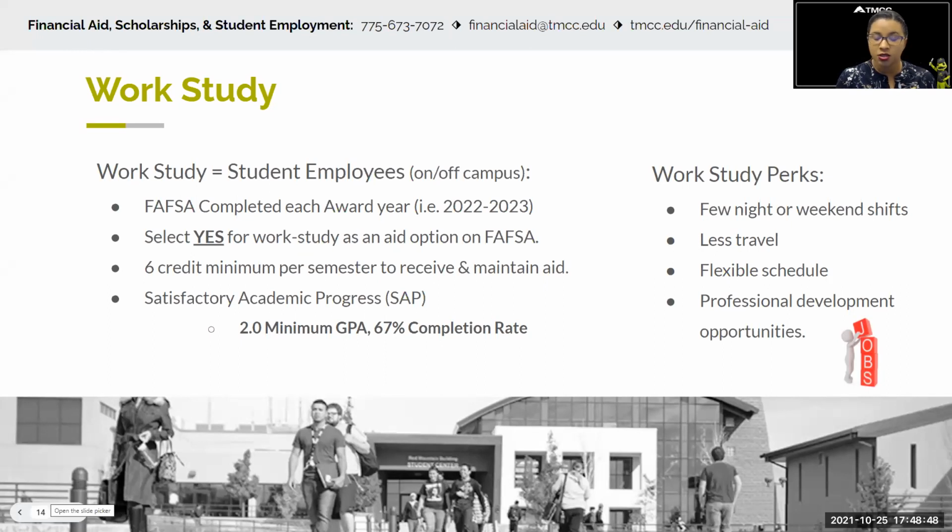And they cannot legally ask you to work while you're supposed to be in class, whereas private employers, they can ask you to work whenever they see fit. So that is another perk. And then most colleges offer professional development opportunities for their work-study students.